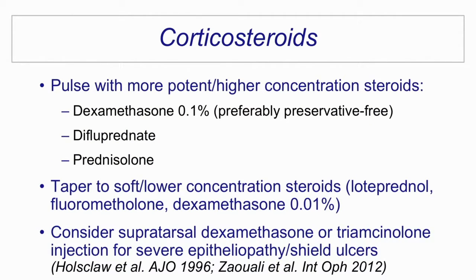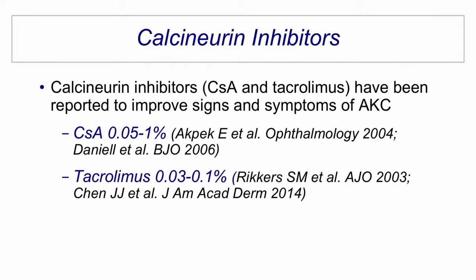When it's more severe, I tend to prefer a higher potency steroid such as dexamethasone 0.1% and try to use preservative-free formulations, or difluprednate or prednisolone, and then taper to softer, lower concentration steroids. And then in very severe cases where there's a lot of superior tarsal inflammation, consider supratarsal dexamethasone or triamcinolone injections, which can really decrease the inflammation in that area.